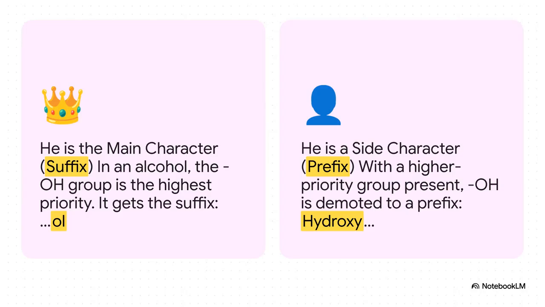IUPAC basically made a priority list, a ranking of all the functional groups. This ranking is usually based on chemical properties, like the oxidation state of the carbon. So, for example, a ketone group outranks an alcohol group because its carbon is more oxidized, making it a more, let's say, important feature. The highest ranking group on the molecule gets to be the main character. It gets that coveted suffix name. Everything else, well, they get demoted to side characters and are named in the prefix. That's why an OH group is an ol when it's the star, but it's just a hydroxy group when something more important is on the molecule.